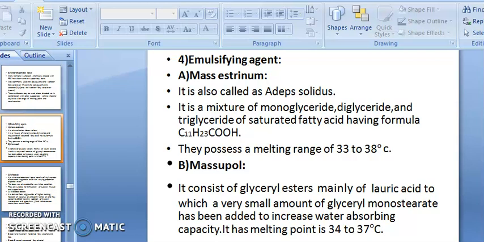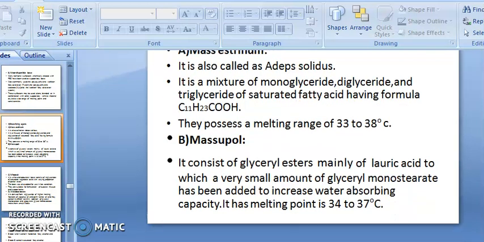Then the next example is Massupol. It consists of glycerol ester mainly of lauric acid, to which a very small amount of glycerol monostearate has been added to increase the water absorbing capacity. It has a melting point of 34 to 37 degrees Celsius.